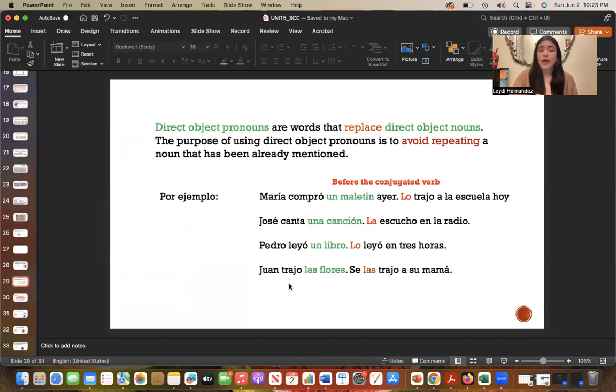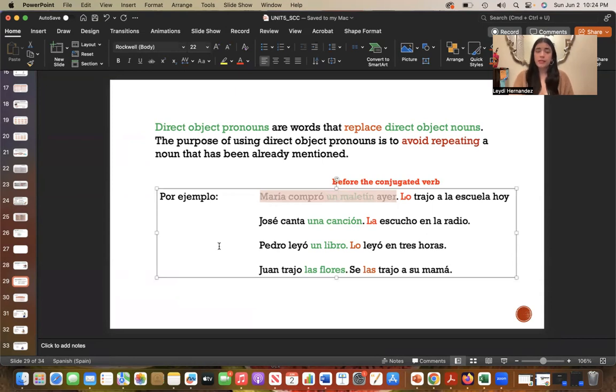So in these examples that I have right here, María compró un maletín ayer. This is my first sentence. So I know that María is my subject because she is performing an action. Compró is the action, and un maletín, which is a briefcase, is receiving the action. So un maletín, does it sound like masculine or feminine? Masculine. Plural or singular? Singular. So if my noun is singular masculine, the pronoun that is going to replace un maletín is lo, okay? Because lo is masculine singular.